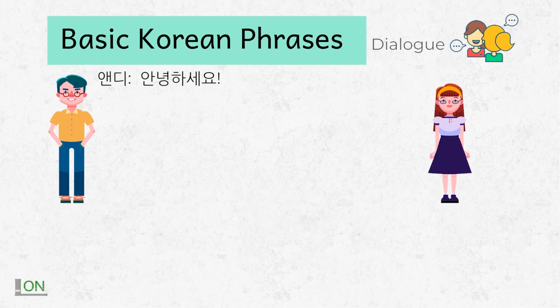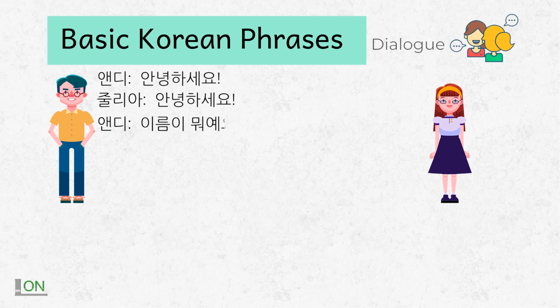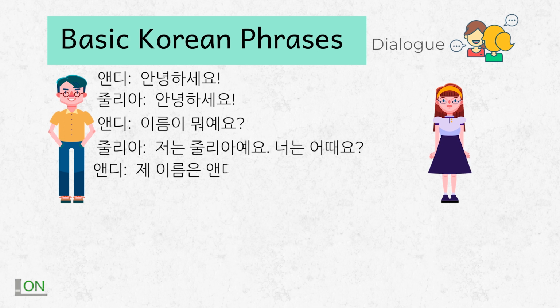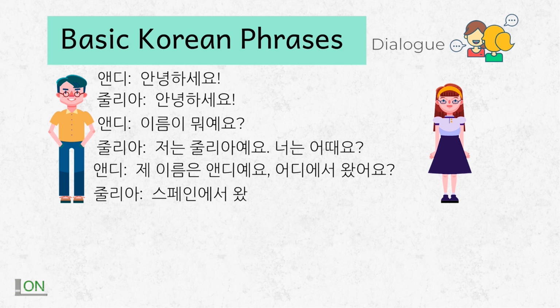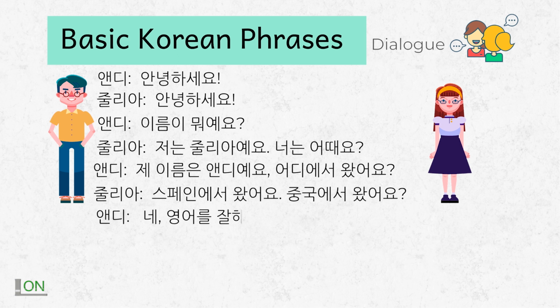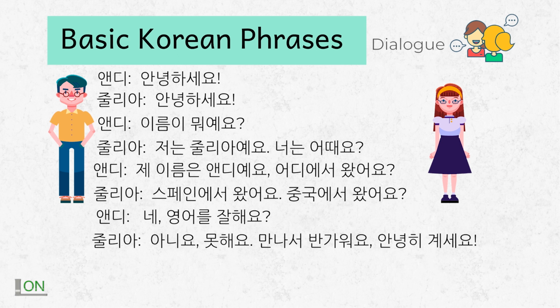안녕하세요. 안녕하세요. 이름이 뭐예요? 저는 줄리아예요. 너는 어때요? 제 이름은 앤디예요. 어디에서 왔어요? 스페인에서 왔어요. 중국에서 왔어요? 네. 영어를 잘해요? 아니요. 못해요. 만나서 반가워요. 안녕히 계세요. 만나서 반가워요. 안녕히 가세요.